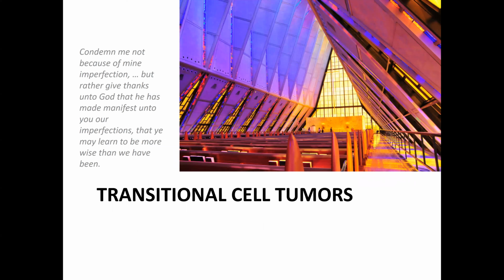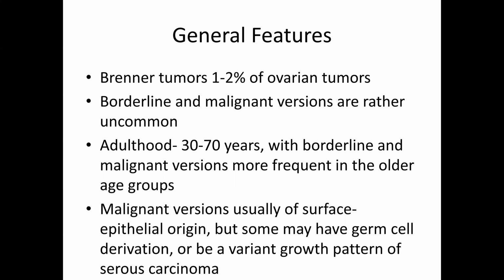So let's talk briefly about the transitional cell tumors. These, again, are fairly uncommon. Perhaps Brenner tumor being the most common, and even that is 2% or less. The borderline and malignant Brenner tumors are vanishingly rare. These are tumors of adulthood when they present, and the malignant versions are usually of epithelial origin, but there may be some germ cell derived tumors in there as well. Rarely would you see this as a variant in serous carcinoma.